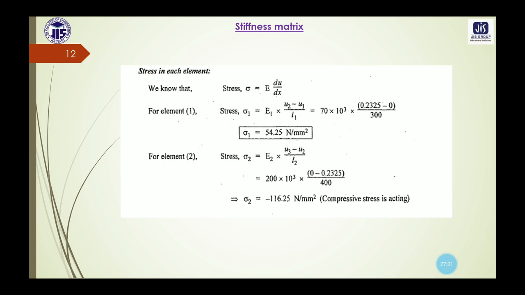Next we need to calculate the stress in each element. For this given diagram we have two different elements, so we need to calculate the stress, sigma 1 and sigma 2, for each of these elements. Now the stress sigma formula equals E du dx. So for element 1, sigma 1 equals E1 times u2 minus u1, this is du, divided by L1, which is dx.